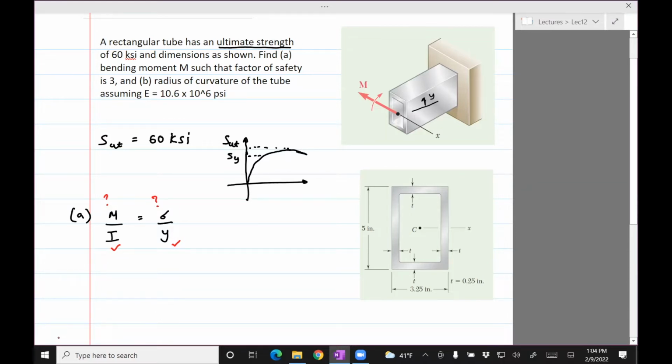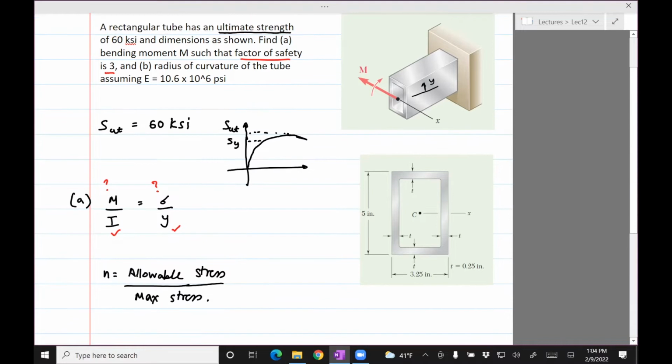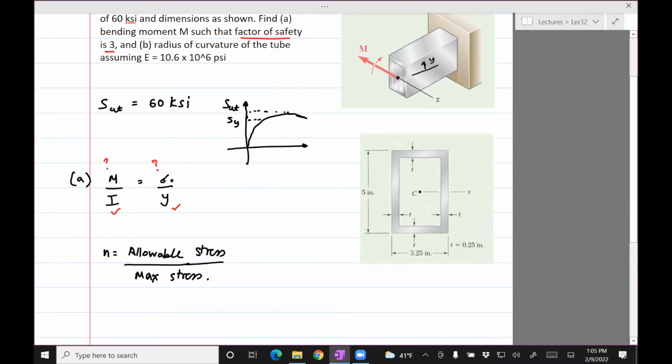Okay, so perhaps we can get sigma by knowing the factor of safety and the ultimate strength. Now, the definition for factor of safety is allowable stress divided by max stress. Now, when it comes to allowable stress, this is a design parameter. You want to design it based on ultimate strength, or you want to design it based on yield strength. In this case, since you're not given anything about the yield strength, I'm going to use the allowable stress to be the ultimate strength in order to figure out the max stress, which happens to be here max, right?